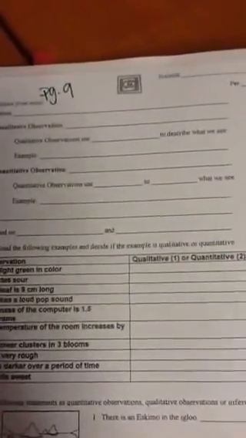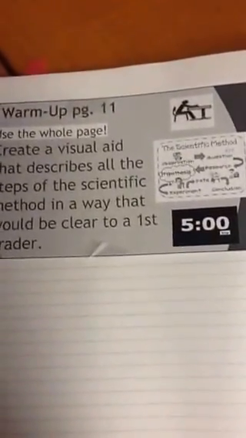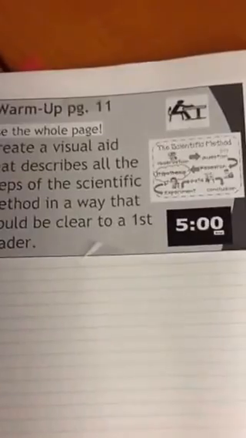On page 9 should be the paper we did on qualitative and quantitative observations and inferences. And on page 10 is the challenge we did with the scientific method with the 6 swimmers. On page 11 should be a warm-up. This is where we create a visual that describes the steps of the scientific method. And on page 12 we have the flowchart for the scientific method.